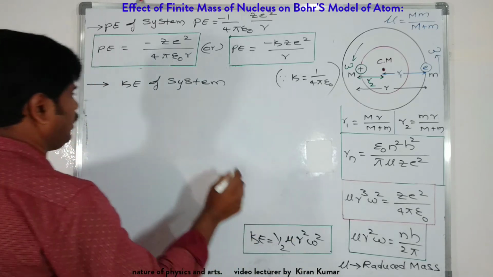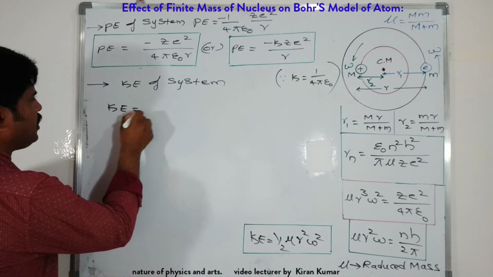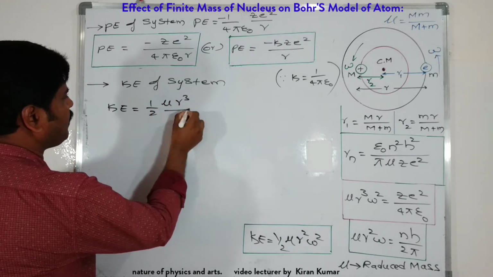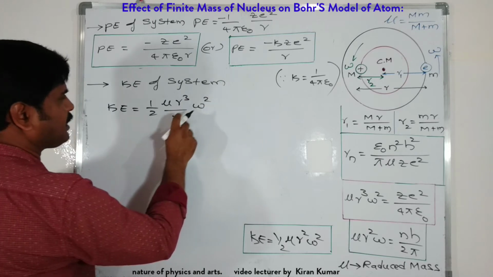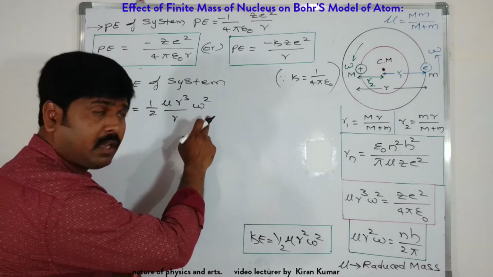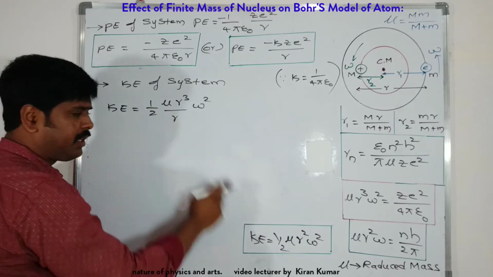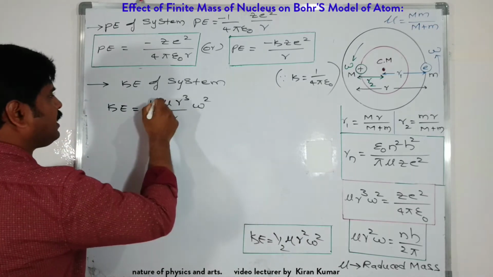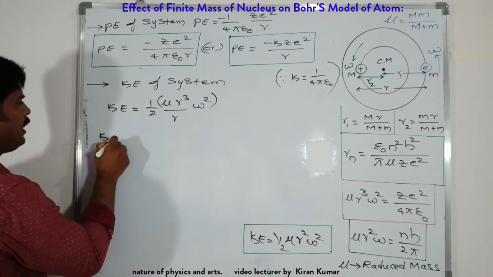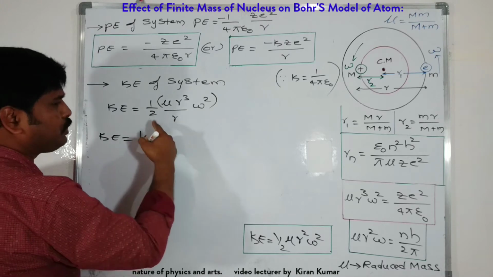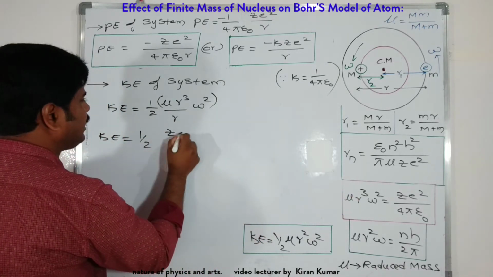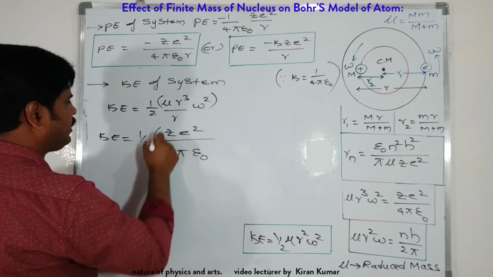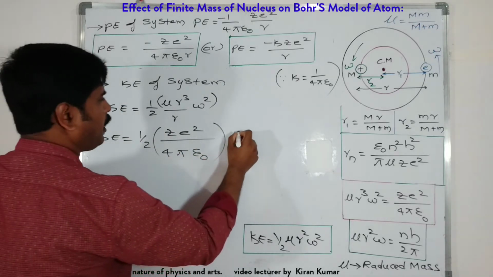Now kinetic energy KE is equal to 1 by 2 mu r cube divided by r into omega square. What happened here? What I did here: r is multiplied and divided. Then this value is replaced here. So kinetic energy is equal to 1 by 2, that value is Z e square divided by 4 pi epsilon naught into 1 by r.